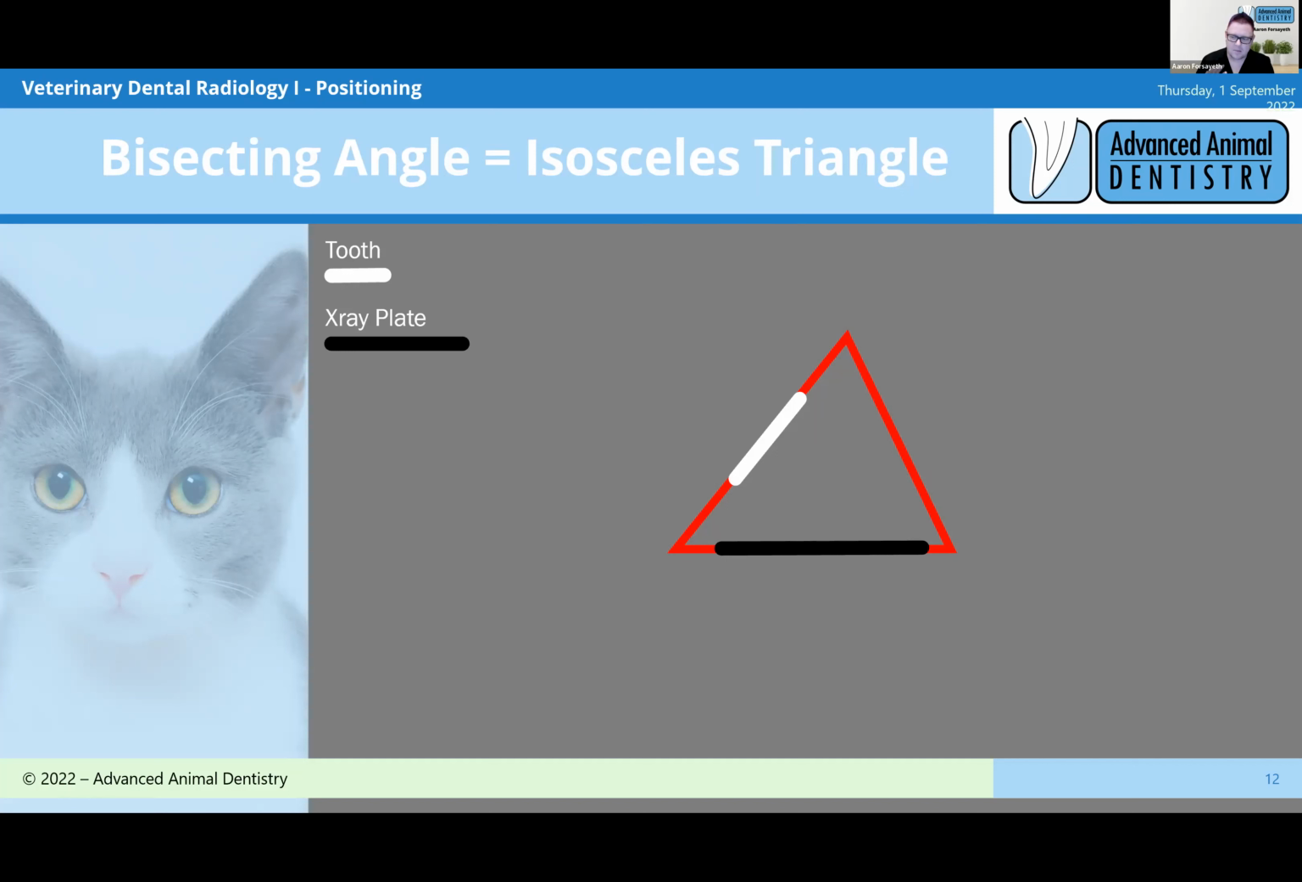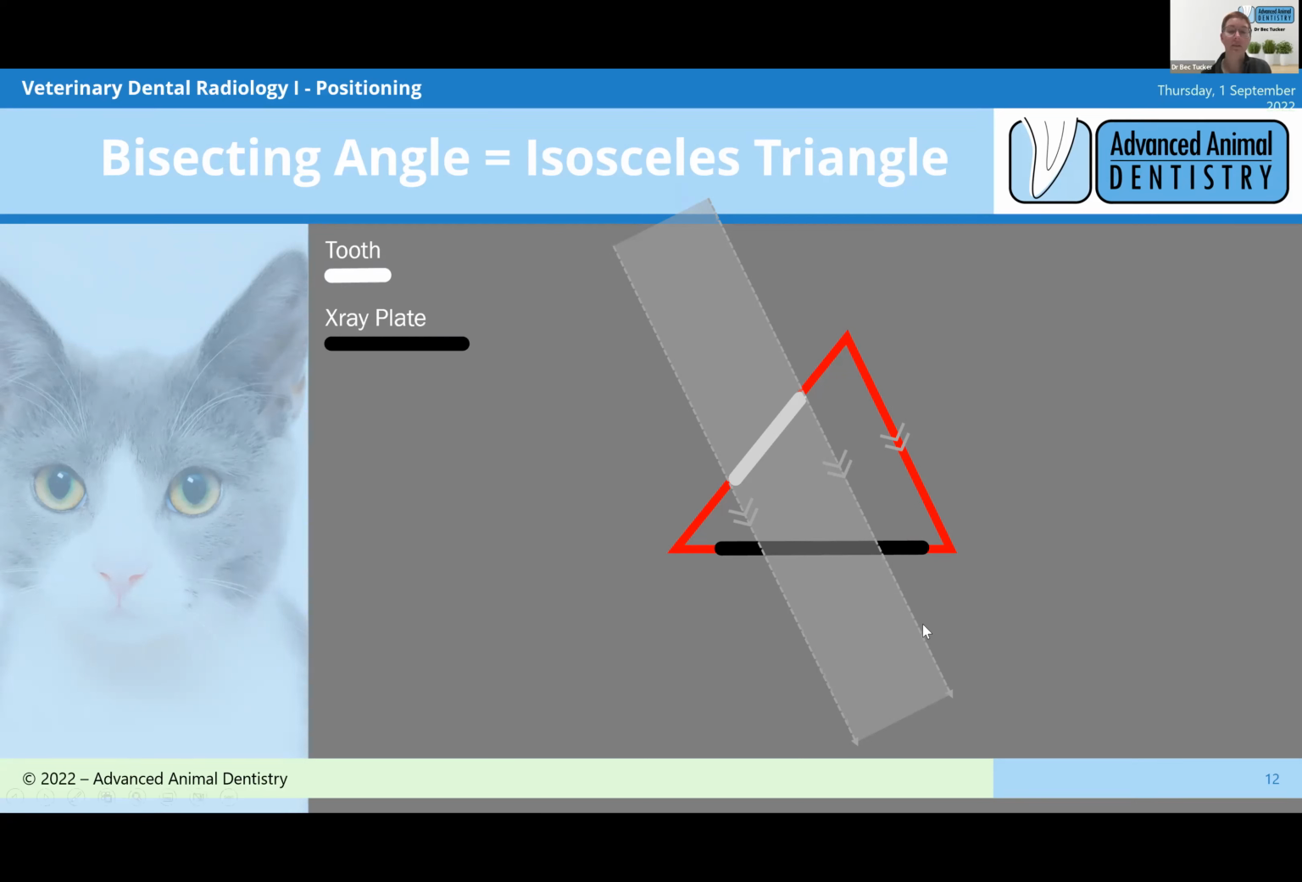So if you can picture them as the two equal sides of an isosceles triangle, your primary beam is going to run parallel to the base of that triangle. When that beam shoots through there, the shadow it casts on the plate will be dimensionally accurate. If we click that, we can see that they're passing over the tooth, and on the other side on the plate, the image that will be created will be dimensionally correct.